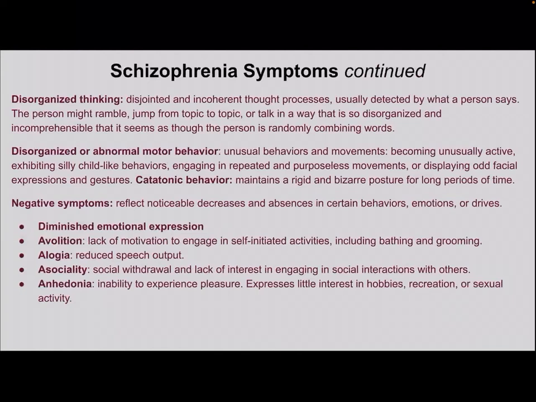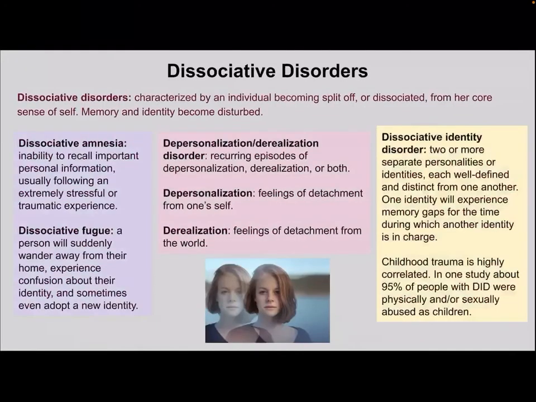Avolition is the lack of motivation to take care of their own grooming needs, like showering and brushing teeth, shaving, stuff like that. Alogia, reduced speech output. Sometimes they may even stop speaking entirely. Asociality is withdrawing from social situations. And anhedonia is not being able to experience pleasure. Things they used to like, hobbies or interests, favorite foods, sexual activity, they no longer can experience pleasure from these things. All right, so those were our schizophrenia symptoms.